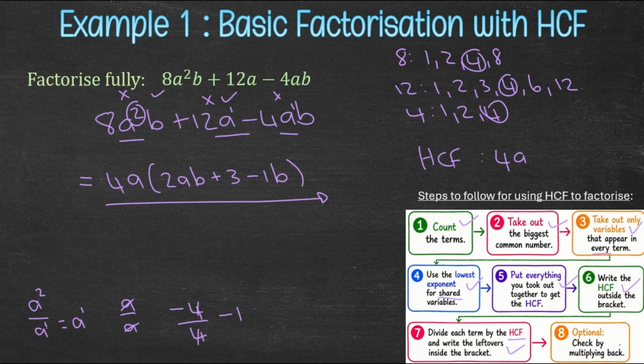Step 8 is optional. You can check your answer by multiplying. So let's just quickly do that. I've got 4a times with 2ab gives us 8a squared b. 4 times 2 is 8, a times a is a squared, and this b that comes down. Then we've got 4a times 3 gives us positive 12a. And 4a times with negative b gives us negative 4ab. So this answer is correct.